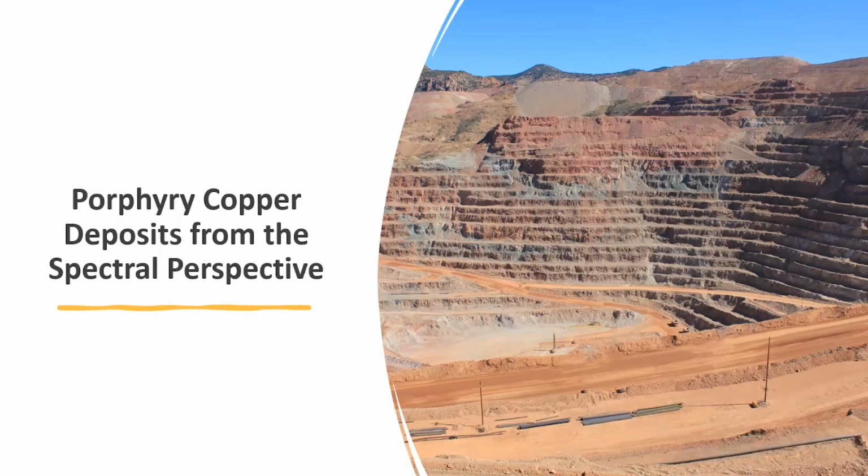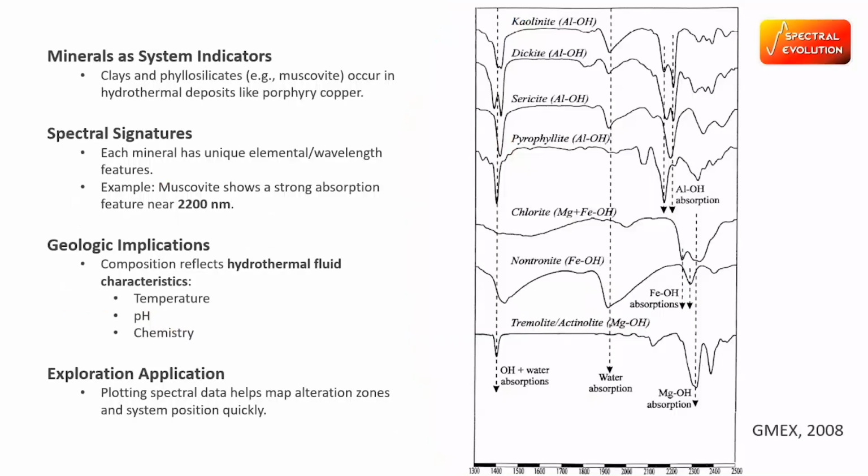So now I'm going to talk about what we came here for today, which is porphyry copper deposits. From a spectral perspective, I'm going to give a general overview of how our instruments are used in this industry and how they differentiate different minerals. So, minerals as system indicators. Clays and phyllosilicates occur in hydrothermal deposits like porphyry copper.